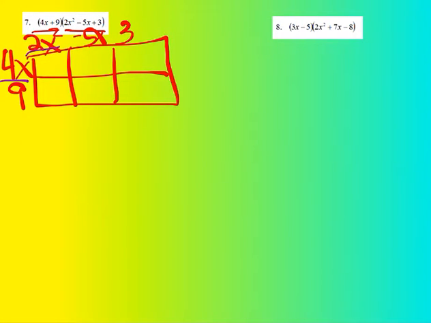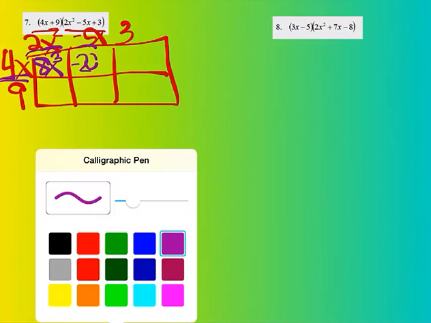So 4 times 2 is 8. X to the first times x squared is going to give me x to the third, going in that top box. 4 times a negative 5 is a negative 20. And then x to the first times x to the first is going to give me x squared. Okay. 4 times 3 is 12.